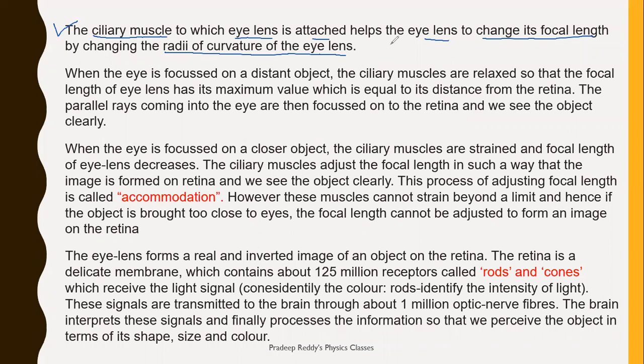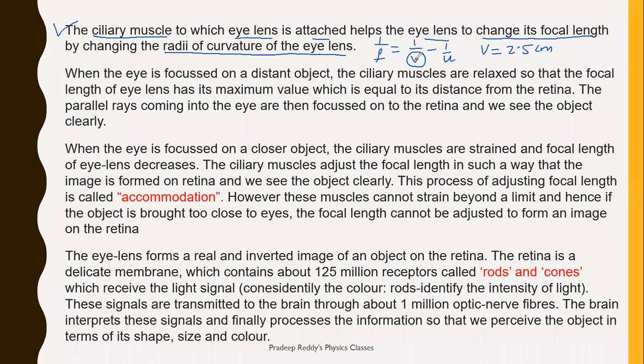Therefore, for any object position, you have the basic formula 1/f = 1/v − 1/u. V for our eye is fixed. V is always 2.5 centimeter. This is the distance between our eye lens and retina. Always, for any object distance, the retina position remains the same, at a distance of 2.5 centimeter from our eye lens. So the V value will always be fixed.